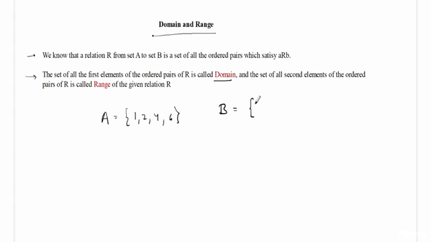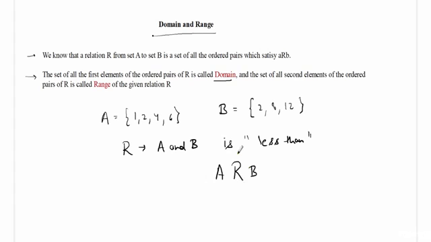and B which has elements 2, 8 and 12, and we define a relation R between A and B. Here we want all the ordered pairs between A and B such that the element of A is less than the element of B. Less than between A and B means A will be less than B. It is like A R B. This R will be replaced by the definition of relation, so it will be written as A less than B. This is the relation between A and B.